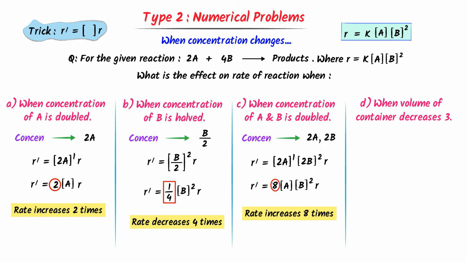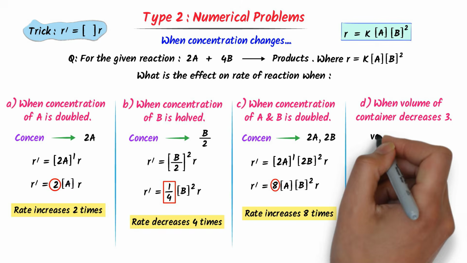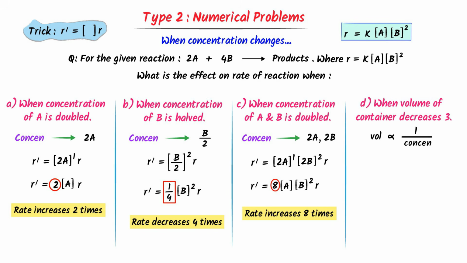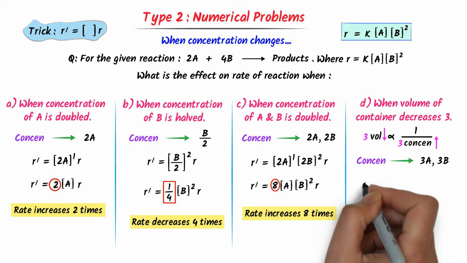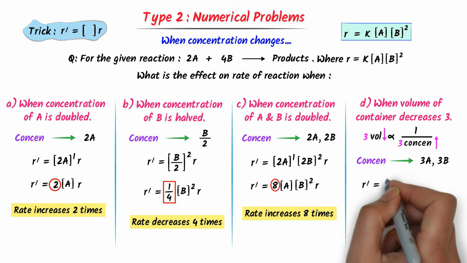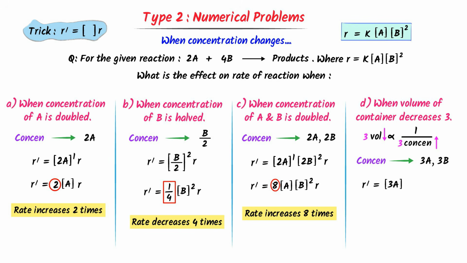In the D part, the volume of container decreases 3 times. Remember that there is inverse relationship between volume and concentration. When volume decreases 3 times, concentration increases 3 times, due to which concentration of both A and B increases 3 times. I write R dash is equal to 3 times of concentration of A, the power is 1, into 3 times concentration of B, the power is 2, into R.